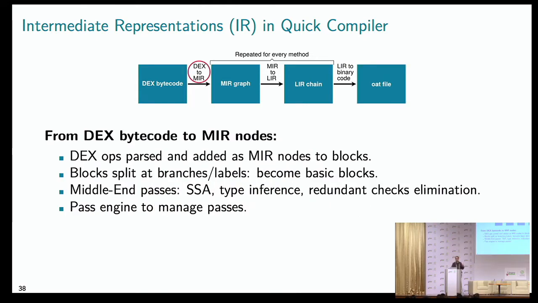So now let's see how MIR, like the Dalvik input file, is parsed in order to construct an MIR graph. This is done by parsing in sequence all the Dalvik bytecode. And then when branches are found, or branch labels, these blocks are split so that you get basic blocks. And they are organized into this graph of MIR nodes. Once a graph is built, then several passes are made, like SSA, type inference, redundant check elimination. And there is an engine that manages all the passes.